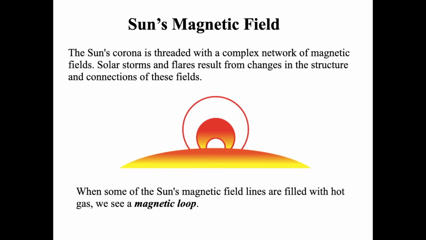Now, focusing on the sun's magnetic field, the sun's corona, that glow, is basically threaded with different networks of magnetic fields, and this is going to create your solar storms and your solar flares because of this magnetic field. When the sun's magnetic fields are filled with hot gas, we're going to see a magnetic loop, as seen here. And this is going to be with your solar flares.